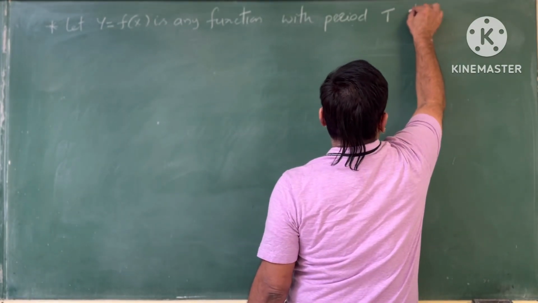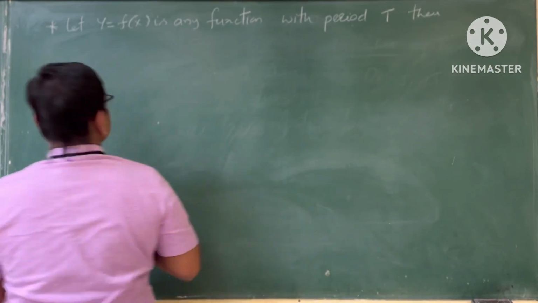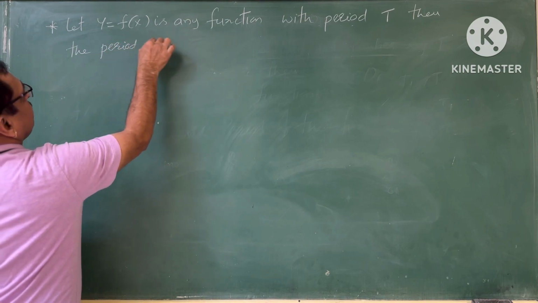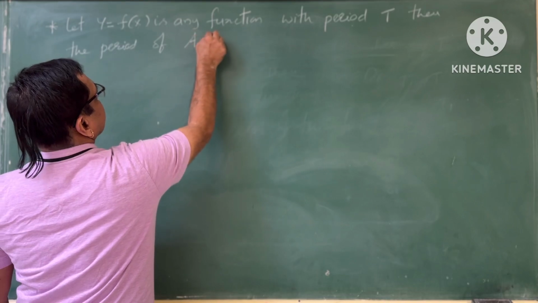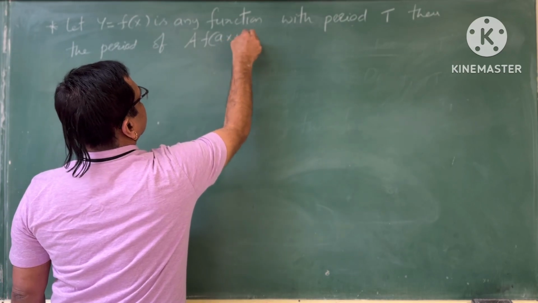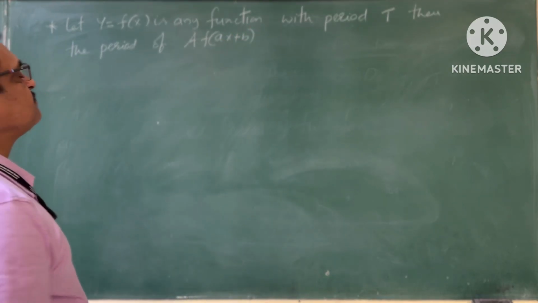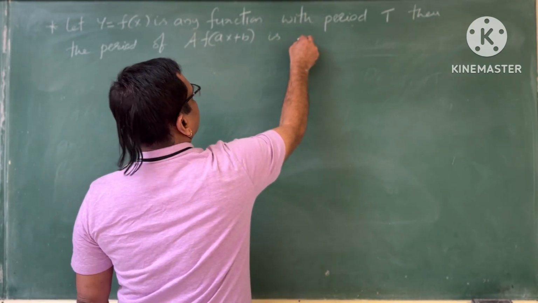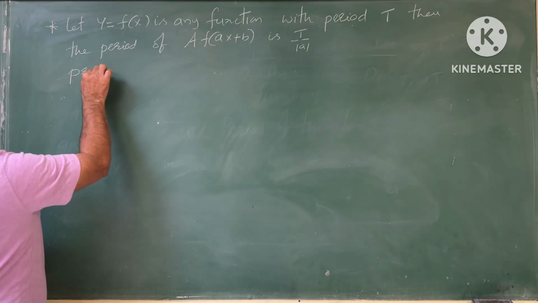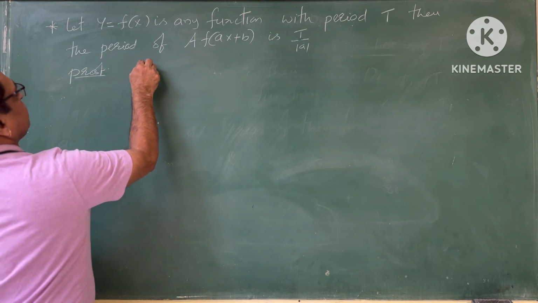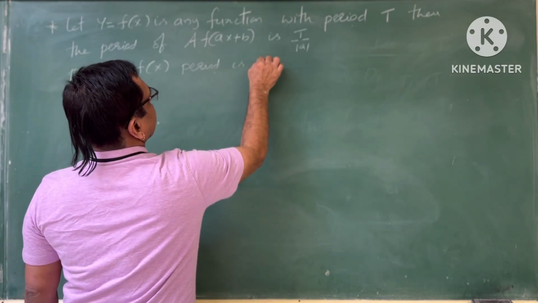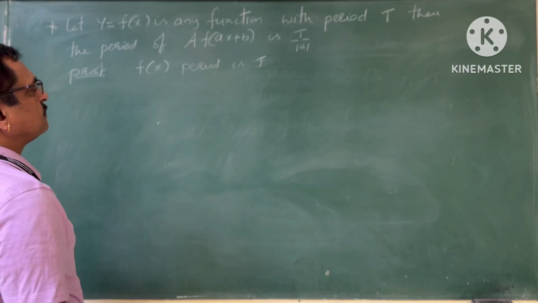Then the period of a times f of ax plus b is T by mod a. It's a very simple process. The period of f of x is T.